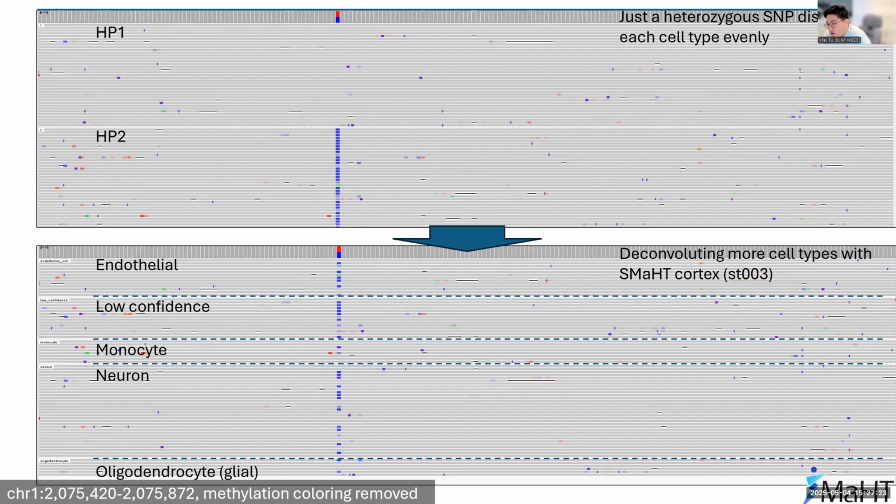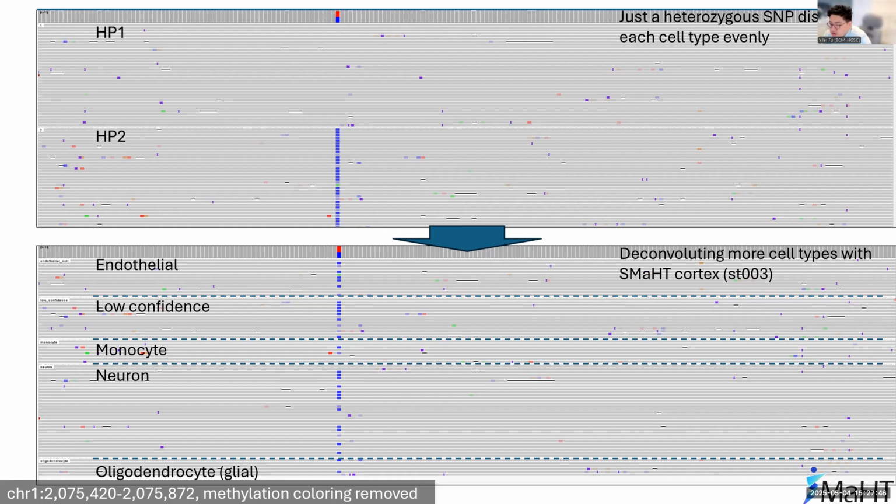Here we removed all the DNA methylation color in the IGV plot, and the blue dot here is a mismatch in the read, which could further be considered as SNPs. So on the top panel, we see the SNP is actually a heterozygous variant, and with our methylation-based read clustering, it is evenly distributed in different cell types.